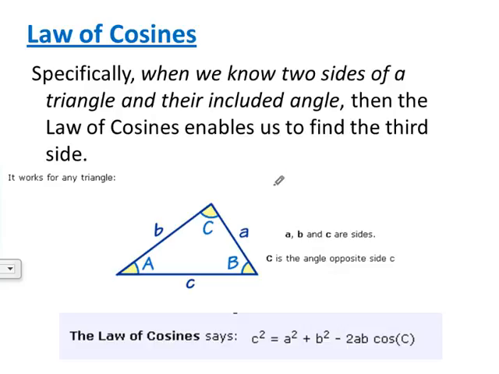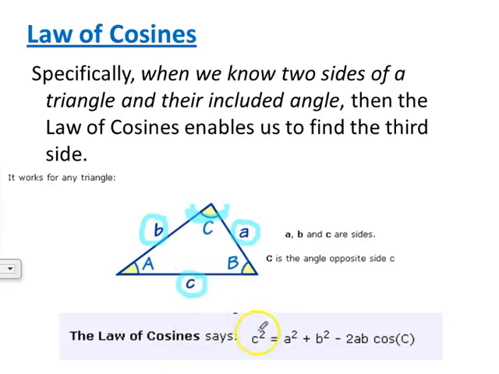Specifically, when we're given the two side lengths of a triangle and their included angle, remember included means sandwiched, the angle sandwiched between. So if we're given side A and side B, angle C is sandwiched between sides A and B, so angle C is the included angle. If we're given two sides of a triangle and the included angle, then the law of cosines orders us to find that third side.